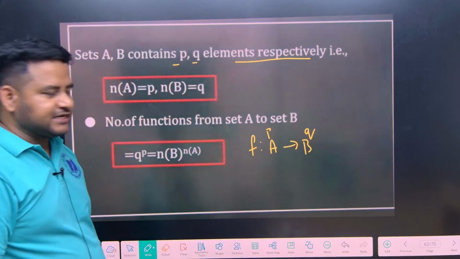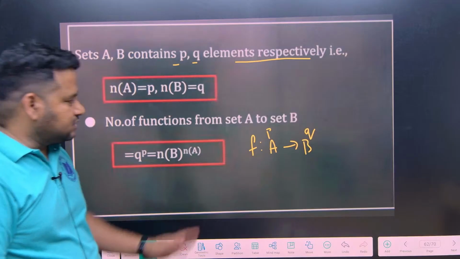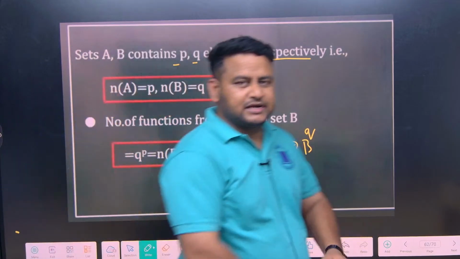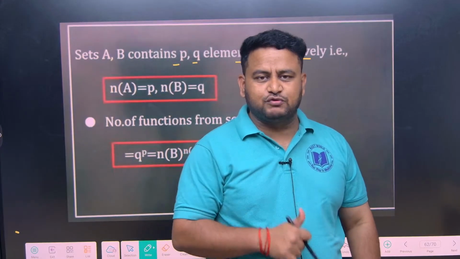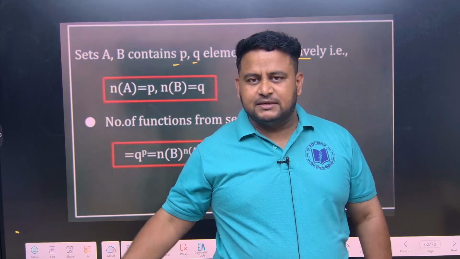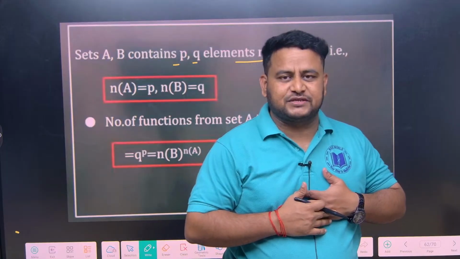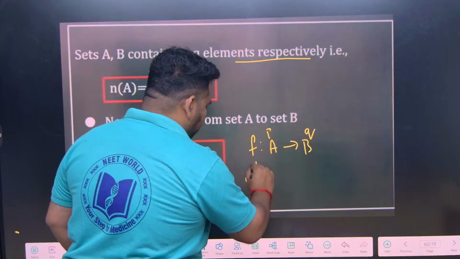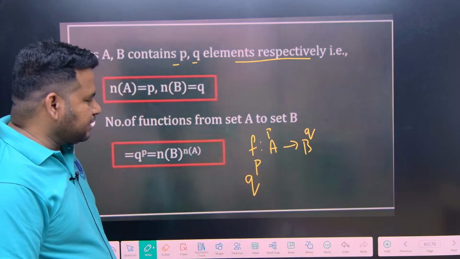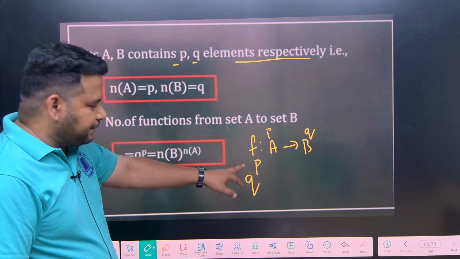The number of functions from set A to set B is represented by what? Set B is having Q elements, set A is having P elements. From B you have to represent. B is having how many elements? Q. Q you write at the bottom and P you write at the top.